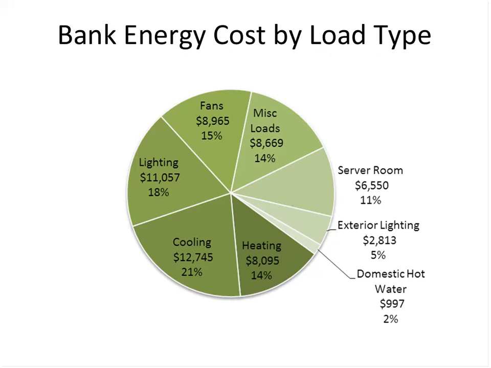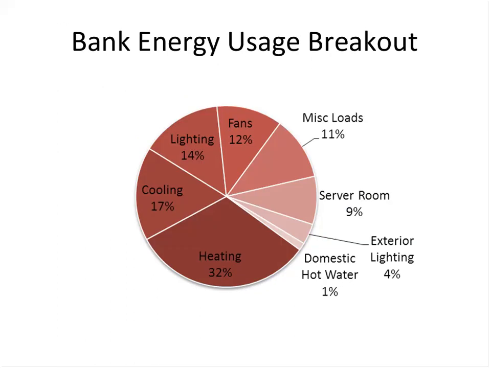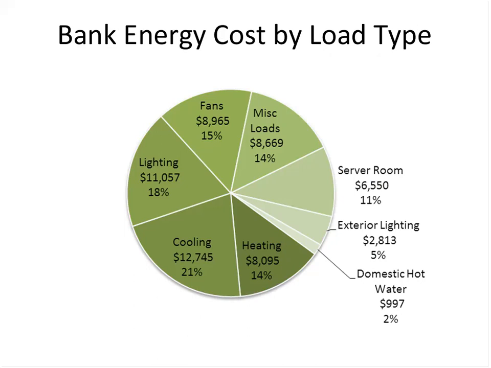When we break it out by cost, the picture changes a bit. You see that heating drops from 32% down to 14% of the actual cost of operating that building. So it tells you that the electrical things in that building are probably going to need the most attention. Certainly lighting and cooling, some of the miscellaneous loads, maybe there's something we can do in the server room, and certainly exterior lighting, we could take a look at that.